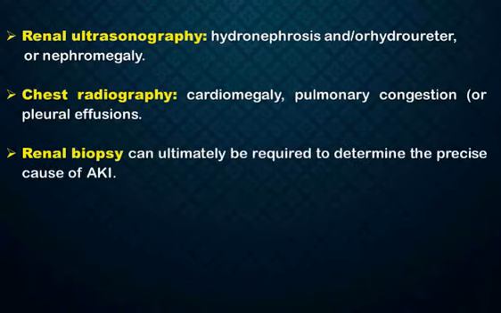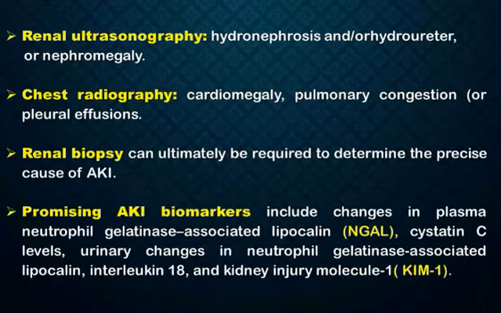Renal biopsy can ultimately be required to determine the precise cause of the acute kidney injury. This is not usually used. The promising acute kidney injury biomarkers include changes in plasma neutrophil gelatinase. This is called promising, so in the future they will talk about its validity in the detection of acute kidney injury, even in the early or initiating phase of the insult.